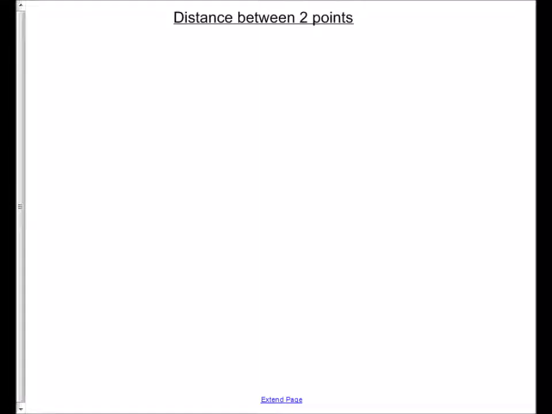Hello, today I'm going to have a look at some coordinate geometry, and in particular we're going to have a look at finding the distance between 2 points. So this is if I've got two coordinates that I know. So let's say, for example, I have the coordinate (1, 5) and the coordinate (6, 2).